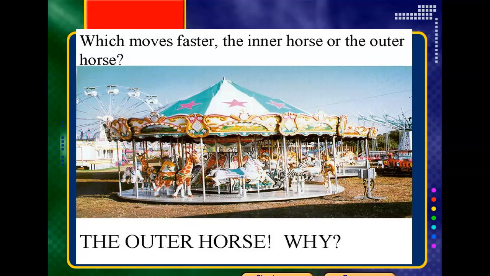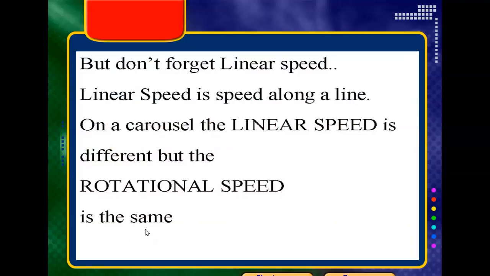You see there's horses on the outside and horses on the inner side. Which moves faster, the inner horse or the outer horse? The answer is the outer. Why? Because it's got to cover a greater distance. The horses on the outside have a farther distance they have to cover in the same amount of time. So their linear speed is faster on the outside.